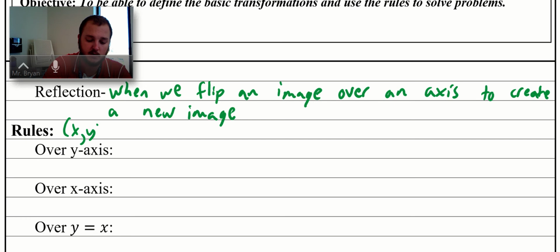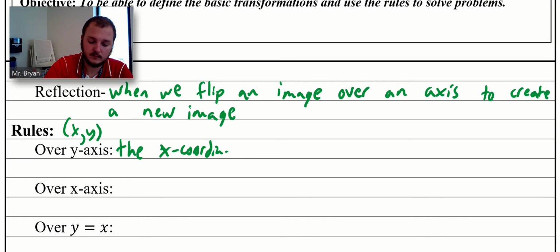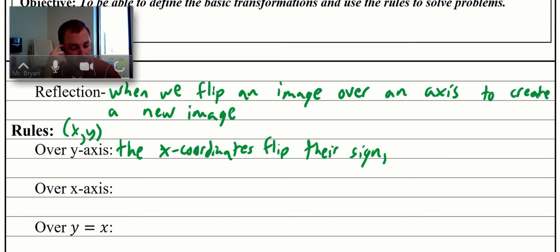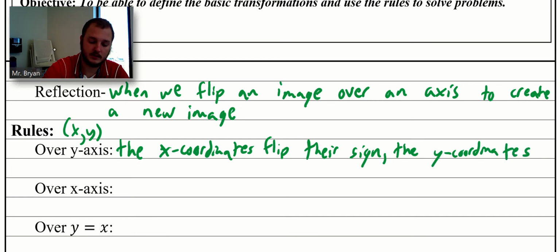What will happen if we reflect over the y-axis is the x coordinates flip their sign. So again, if we're thinking of that word flip, same idea. The x coordinates flip their sign. So if it's positive, it becomes negative, and vice versa. And then the y coordinates stay the same.